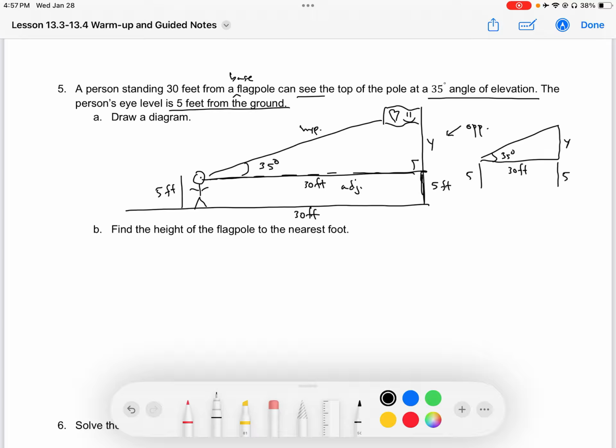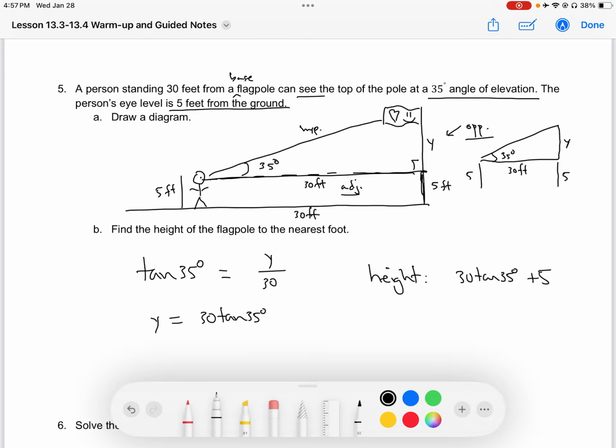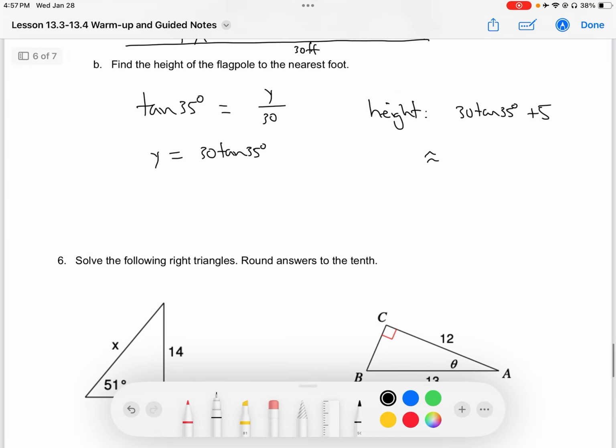So what we can do now, I apologize for the sniffling, is we can say, well, what trig function uses adjacent and opposite? That's tangent. So tangent of 35 degrees is equal to opposite over adjacent, which means that y is going to be 30 times the tangent of 35 degrees. The height, of course, is going to be that value plus 5, right? And hopefully you can see from the diagram whether that would be. You're going to have to use your calculator to get a decimal approximation of that.